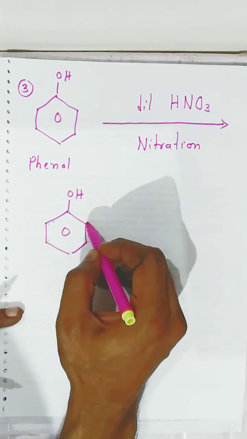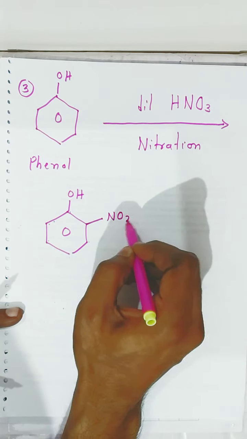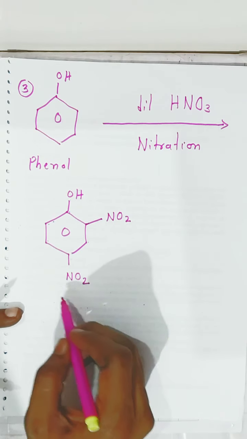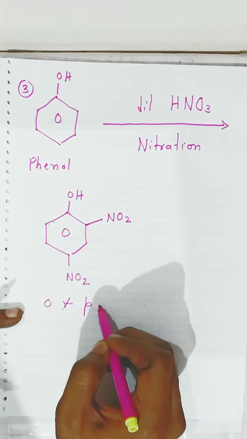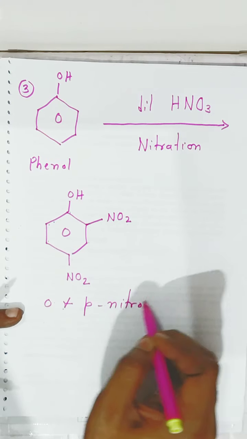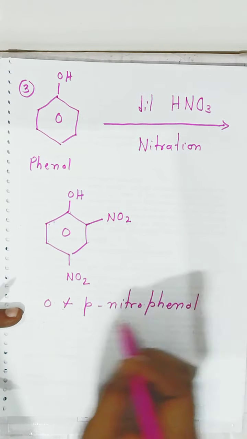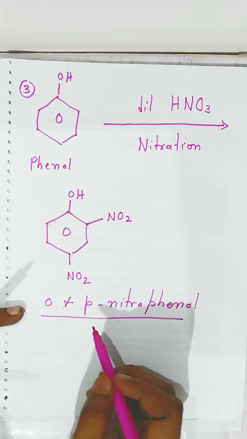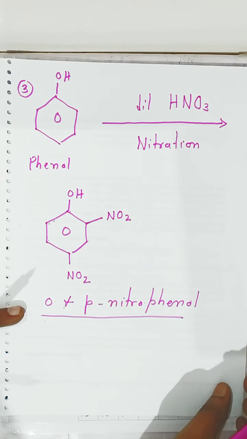Where will nitration take place? This is the ortho position, NO2, and this is the para position. So, students, the product which we are getting is called ortho and para nitrophenol. So this is the third reaction of phenols. From phenol, when you add dilute HNO3, you get ortho and para nitrophenol.